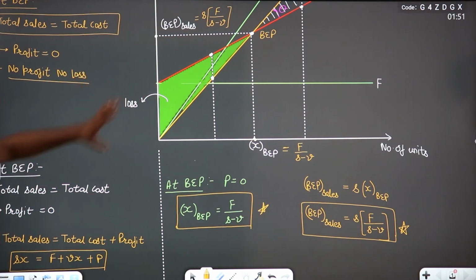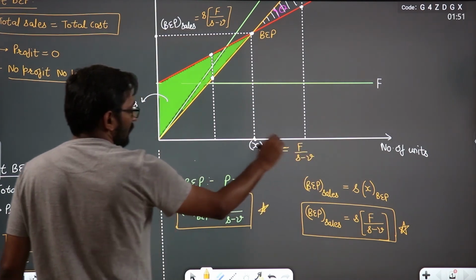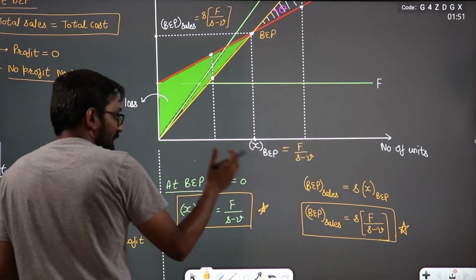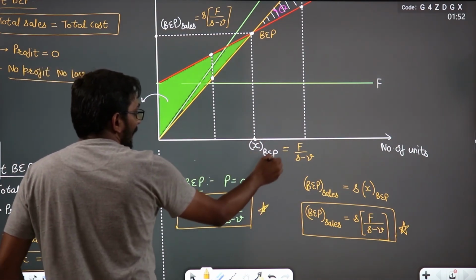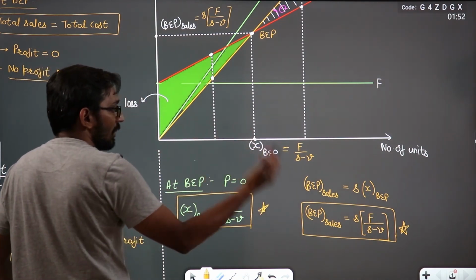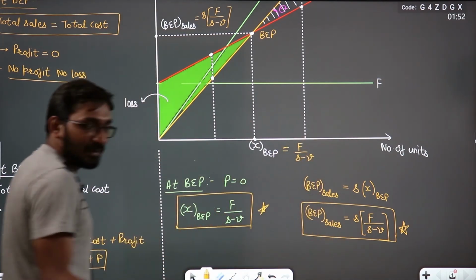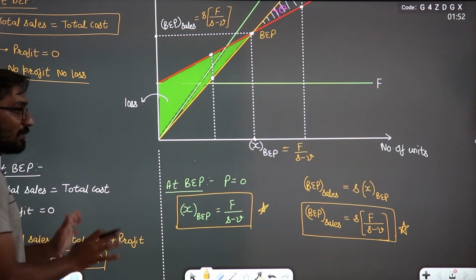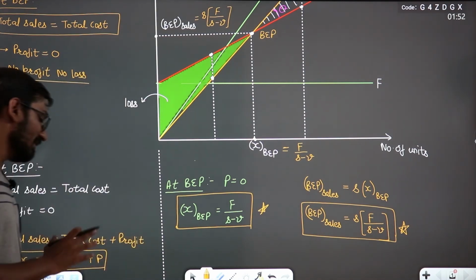This is the break even point in terms of cost, and X at break even point will be this one. So if the production quantity is less than this X at break even point, you will be in loss. If the number of units produced is more than this, then you will be in profit. So this is the basic concept of break even analysis.